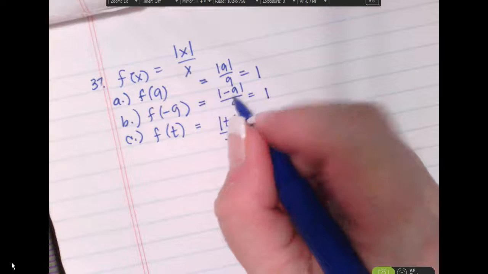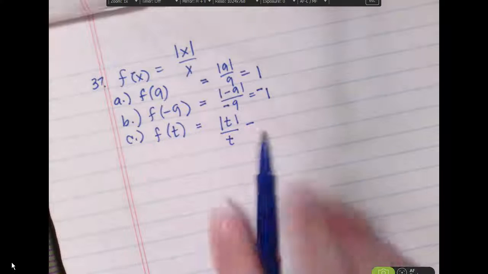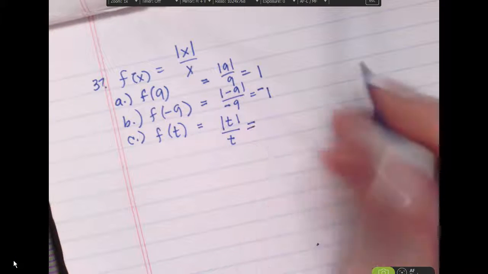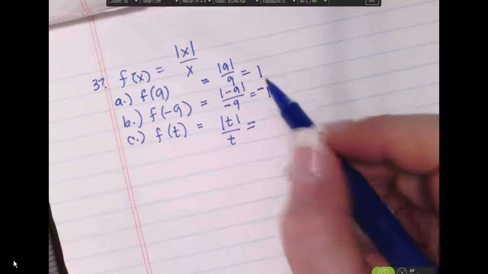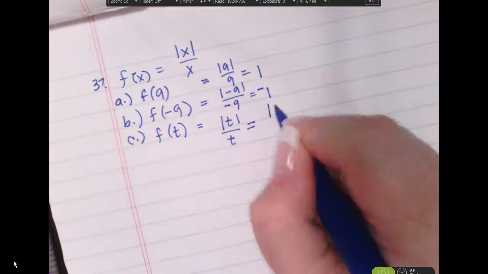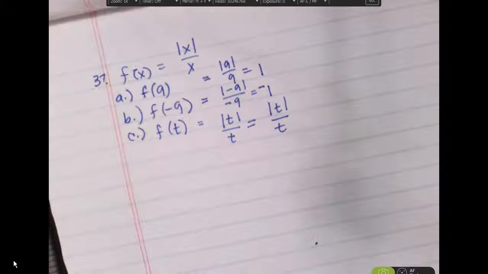Oh, I made a mistake here. I was going to try to simplify that into a 1, but sometimes it's a 1, sometimes it's a negative 1, so I really can't go any further. So that's as far as that one can go.